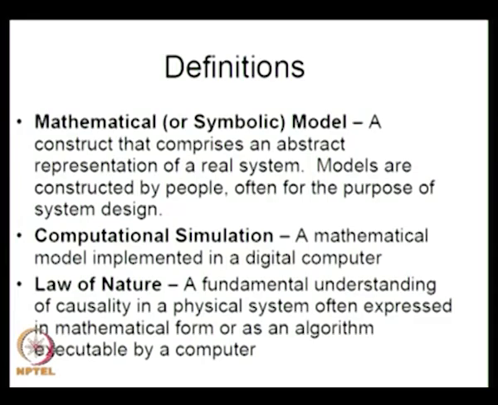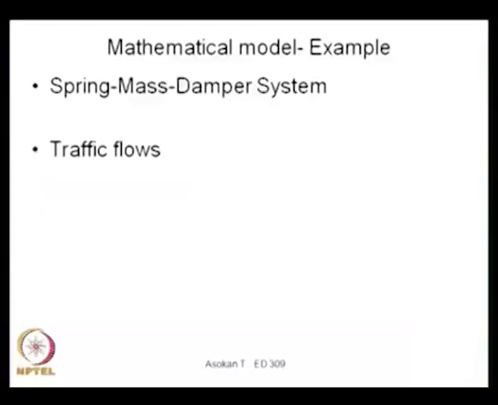So computational simulation is basically a mathematical model converted for use in a computer, where you can actually get the outputs. Of course, there is the law of nature, a fundamental understanding of causality in a physical system, often expressed in mathematical form or as an algorithm executable by a computer. Whenever we make the model, we need to follow the fundamental understanding of causality in physical systems. What causes a particular system to behave in a particular way actually comes from the physics behind the dynamics or the system behavior. So we need to look at those fundamental issues and then only create the mathematical model and use it.